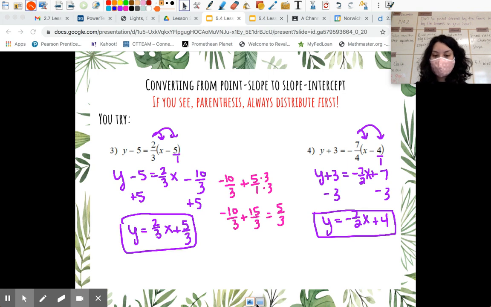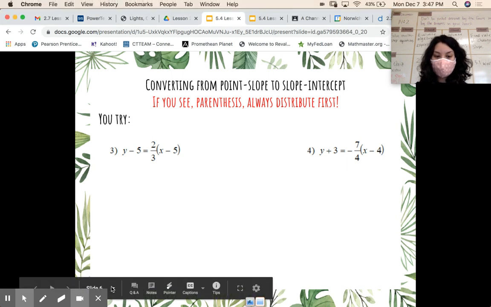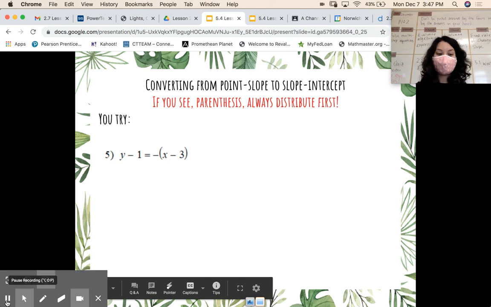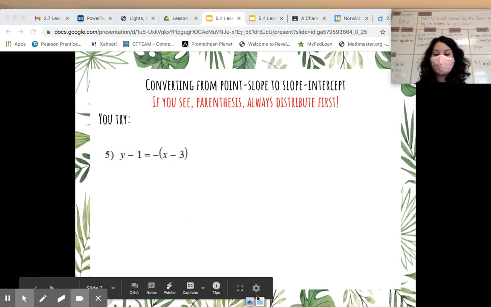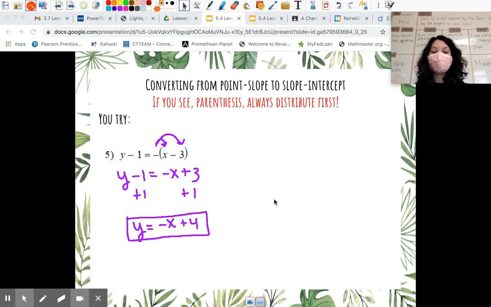Okay, let's see if that was the last slide. I think it might have been. Nope, one more. Okay, one more for you to try. I'll pause again. Okay, and then here is what you should have gotten for the very last one. Remember that when you're distributing a negative, it's really a -1. It's just going to flip the signs. Nothing too crazy here, and hopefully none of these problems were too difficult.